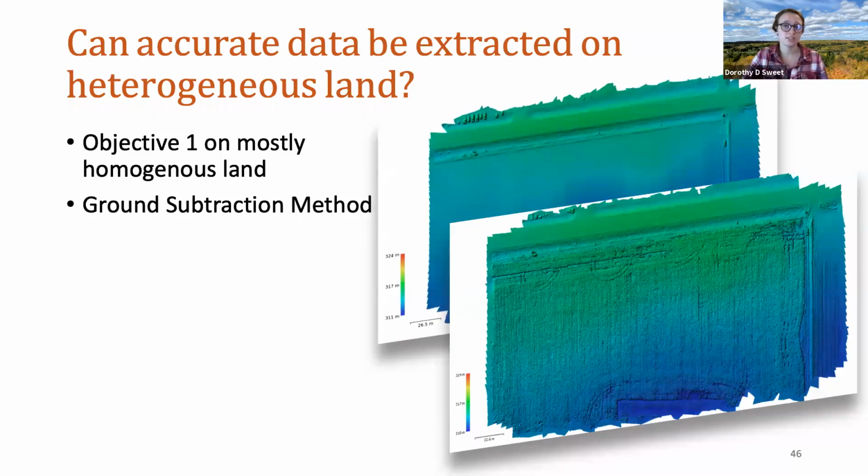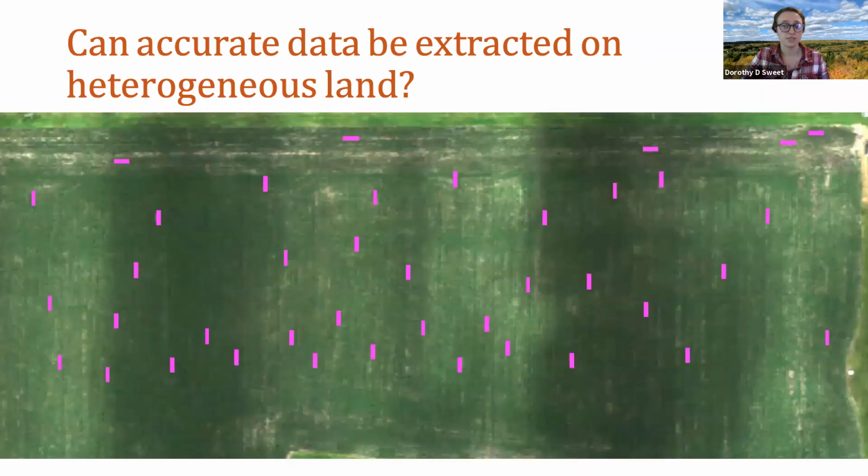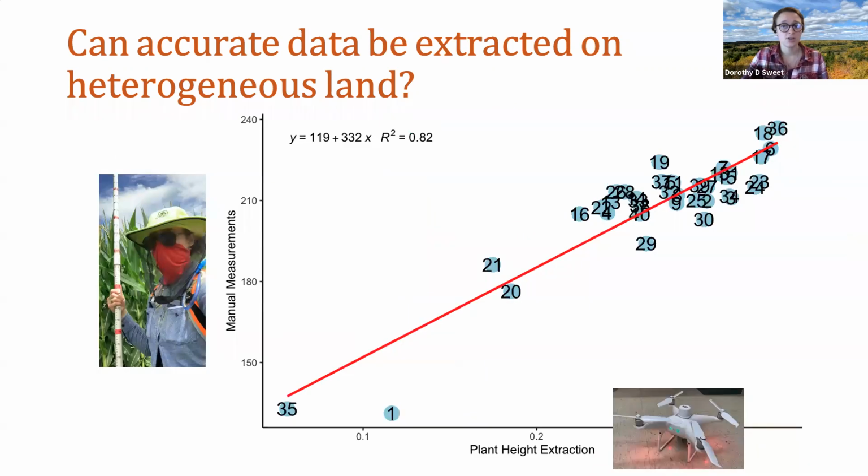The first challenge of this objective is whether or not accurate data can be extracted on a heterogeneous landscape using the difference-based method. In order to test this, I completed multiple flights over the field, which included a ground flight that you can see here. We also randomly picked 40 plots, 10 foot long, throughout the field. During each flight, manual measurements were taken in each of these plots. After extracting that data, you can see that there's a very strong correlation between the extracted heights on the bottom here and the manual measurements that I took on the left. This data looks very promising.